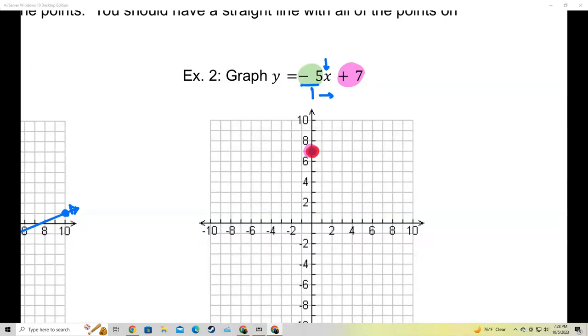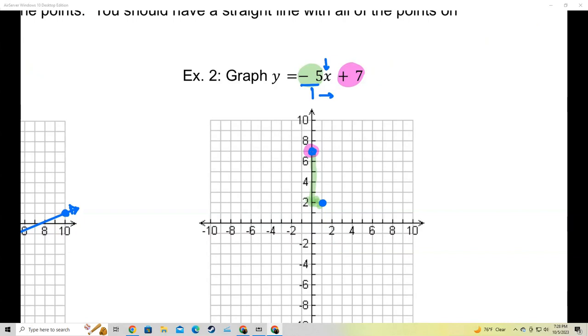From here, I'm going to go down 5: 1, 2, 3, 4, 5. Right 1, put a dot. So I'm going to put my dot right here. And you keep doing that pattern. Actually, before I forget, we went down 5, right 1. I'm going to go ahead and do that pattern again. From this dot, I'm going to go down 5: 1, 2, 3, 4, 5. Right 1, put a dot.